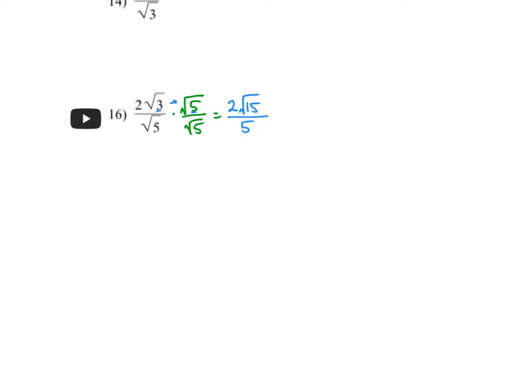And then we look and see if we can simplify our radical. Well, there are no perfect squares that go into 15. So in that case, we can't simplify this any further, and this is actually our final answer. You should also check your numbers on the outside, but 2 over 5 can't be simplified, so we would just leave it like this.